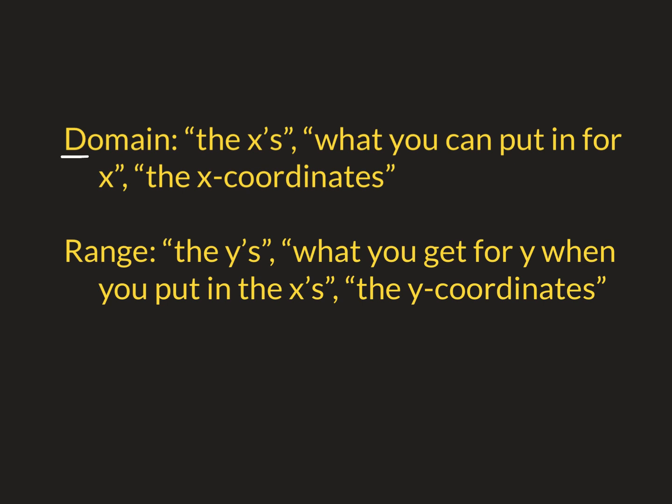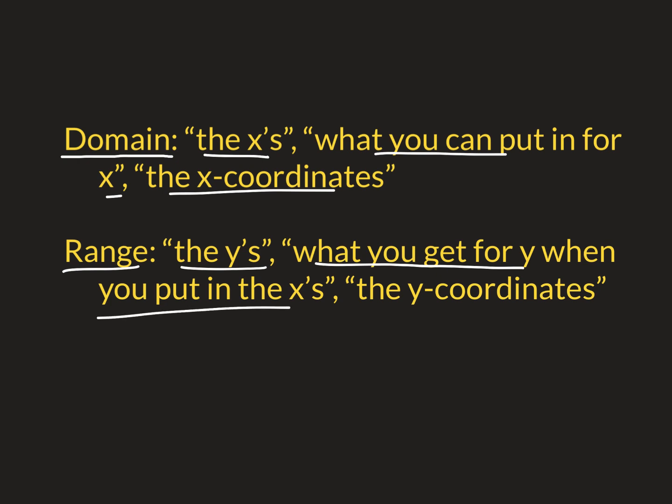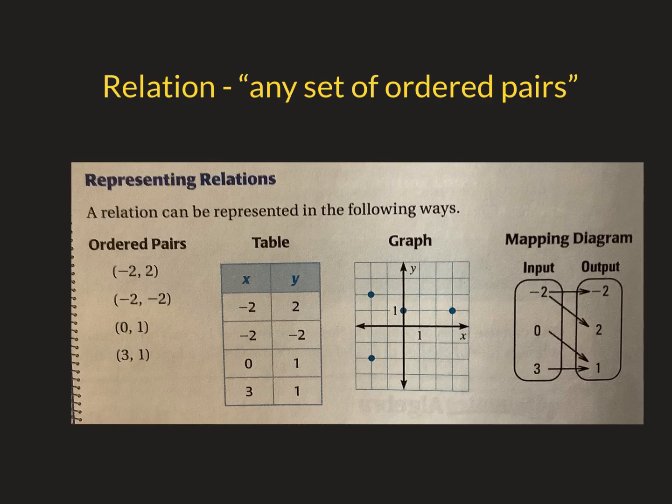Domain, I want you to think about this. I'm going to give you a great gesture for it tomorrow. I know you're excited. Domain is just the x's. It's what you can put in for x. It's the x coordinates. So it's all about the x. The range is the y's. It's what you can get for y when you put in the x's. It's the y coordinates. So the domain is the x. The range is the y. Don't forget that.